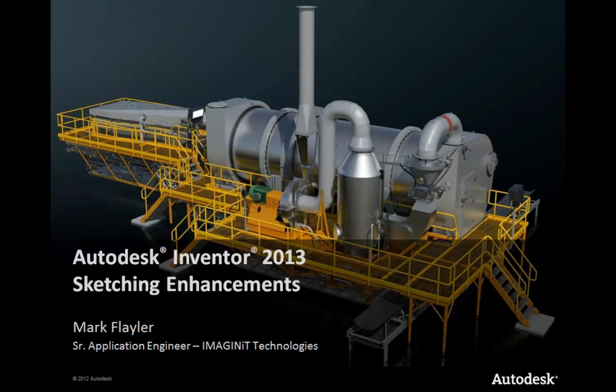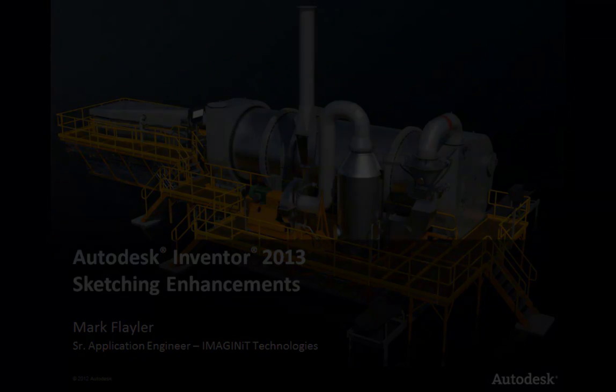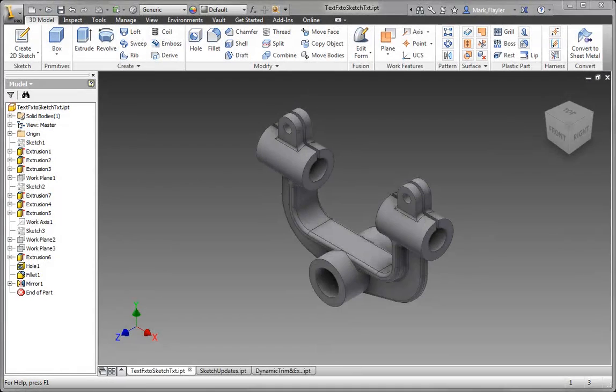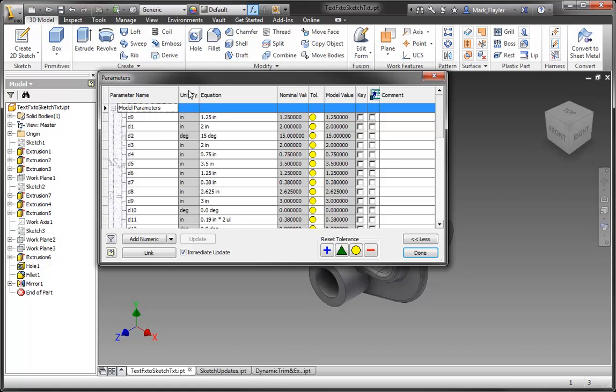In this video, we're going to take a look at Autodesk Inventor 2013 Sketching Enhancements. We're going to start off here by looking at the Parameters dialog, and this again is primarily a place where you can input values, change names of elements to your sketch elements or your modeling elements.